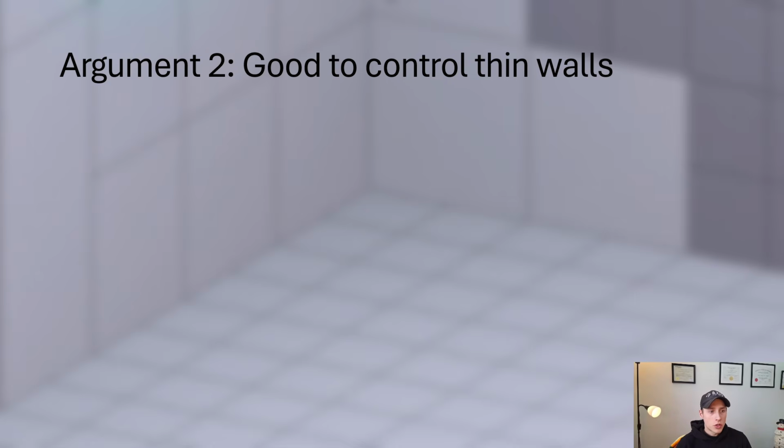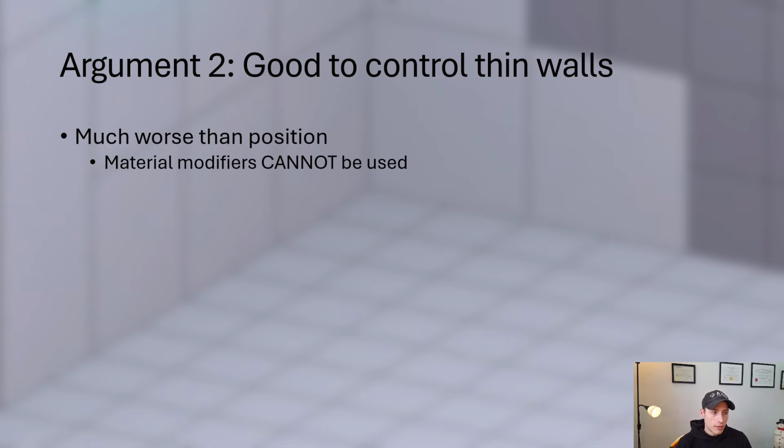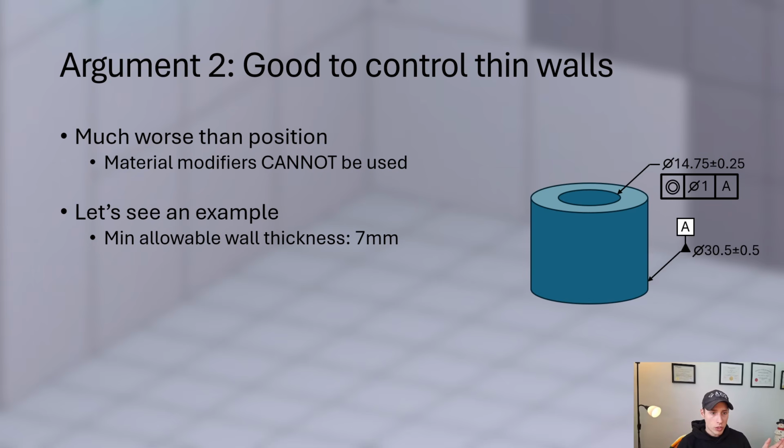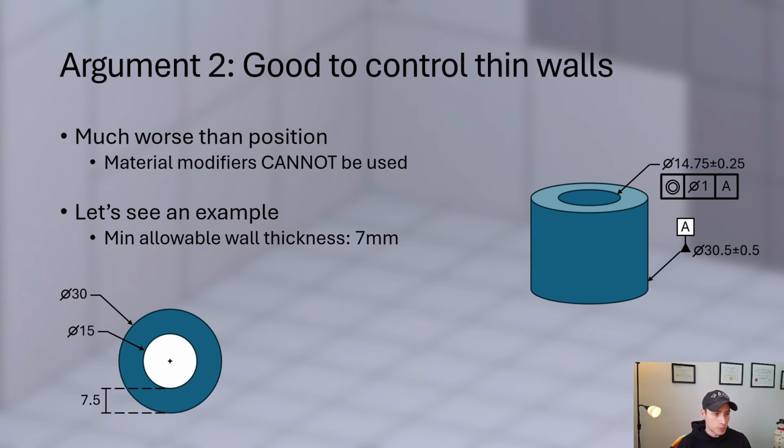Argument 2 is that it's good for controlling thin wall parts, and this one's pretty easily dismissed because it's significantly worse than using a position tolerance, and I'll show you why. But the main reason is because material modifiers cannot be used. So let's see an example where we have, let's say, a pressure vessel with a 7mm minimum wall thickness. So if we were to use concentricity, that means we have to look at the size tolerance and the concentricity tolerance and figure out some balance where we'll never violate that thin wall condition.